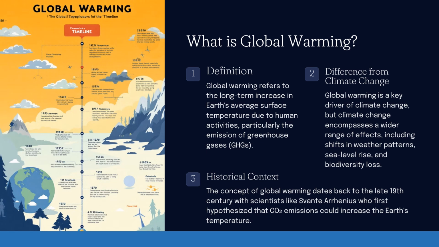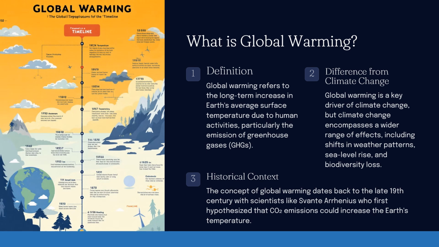Difference from climate change. Global warming is a big part of climate change. But climate change is more than just rising temperatures. It also includes things like more extreme weather, heat waves, storms, rising sea levels, and the loss of animals and plants as they struggle to survive.